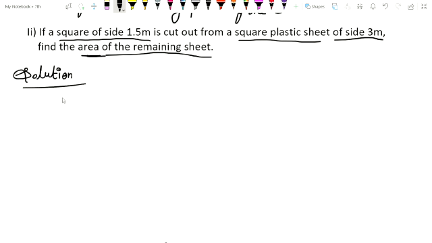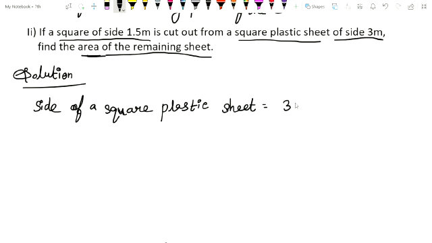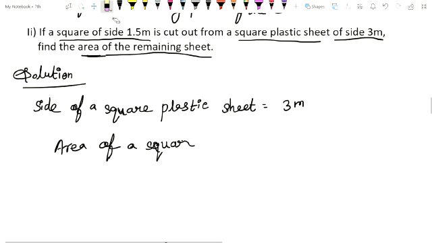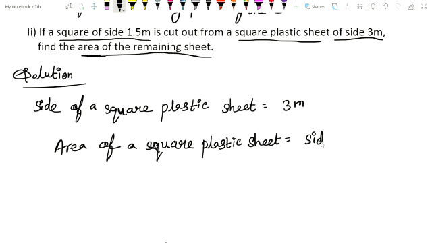Solution: side of a square plastic sheet equal to 3 meter. Okay, so you find out the area of a square plastic sheet equal to area of a square, what is the formula, children? Side into side square unit. Here side 3 into 3 will get 9 meter square.